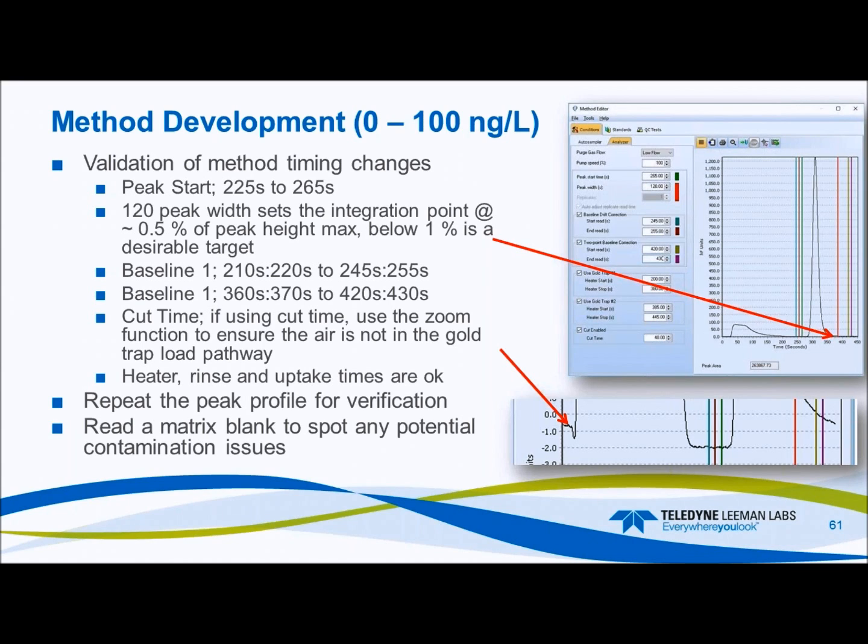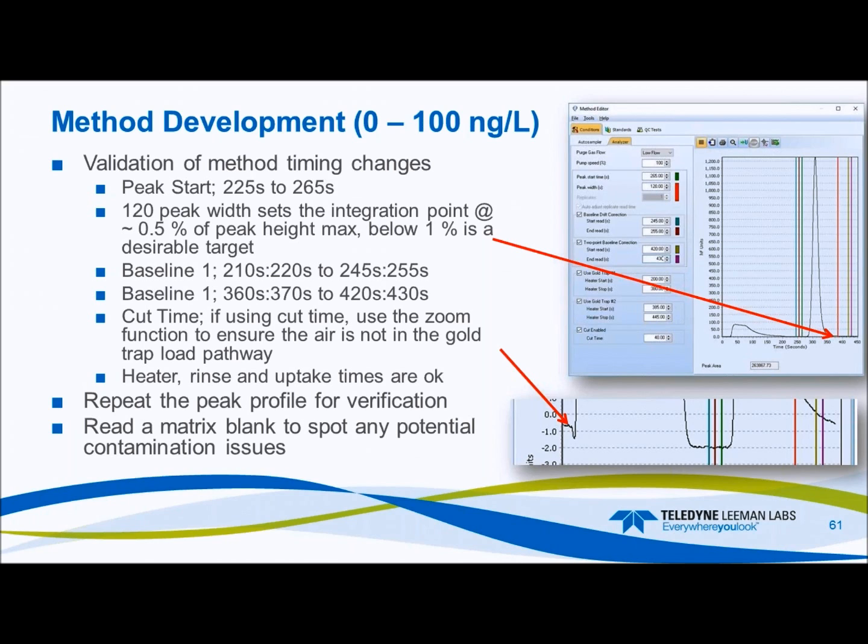And I adjusted my baselines from 245 to 255 in here. And then my second baseline, and then again, the cut time. You can zoom in to make sure that this is the probe movement, that's air ingestion into the system. You want to have that outside of that time. Heater and rinse times are okay.